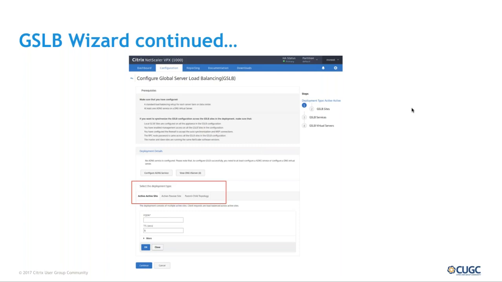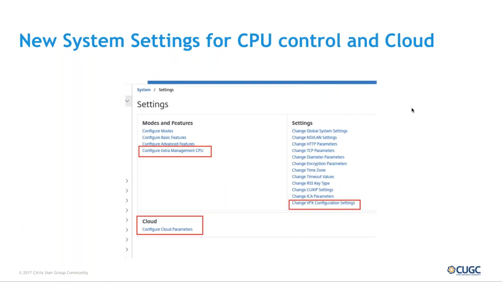There are a few issues when using the wizard. You should make sure that you've got everything in place prior to running it, because if the wizard crashes out, it may cause problems with your NetScaler. We'll get to that later.